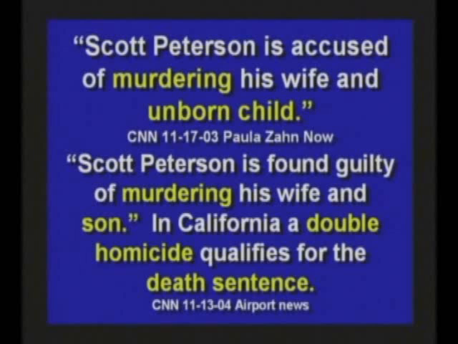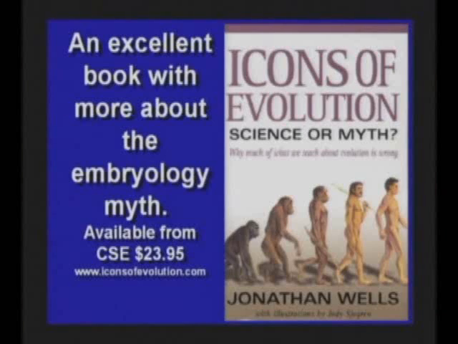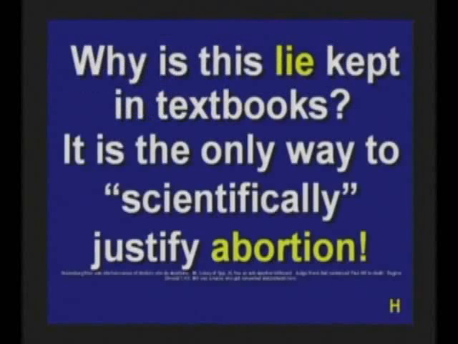That's because in California you have to have a double homicide to get the death penalty. So they want it to be a son or a child, but the rest of the time if you want to have an abortion it's okay. Now it's not a child, it's just a fetus. Well, let's get consistent here, folks, okay? Which is it, right? More about embryology on this one, but why do they keep this in the textbooks? It's very simple. That's the only way to justify abortion.